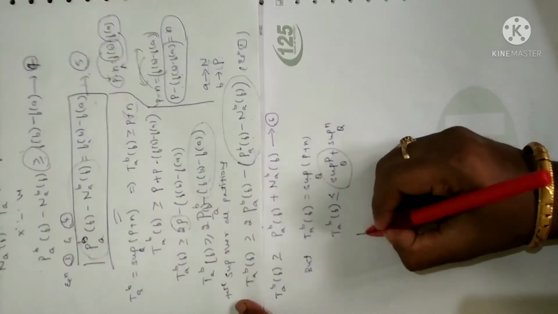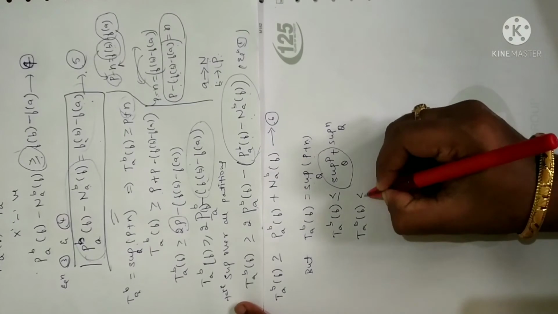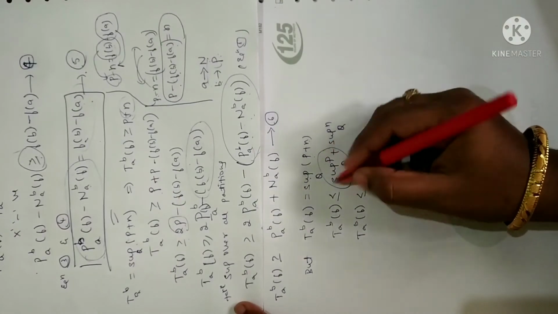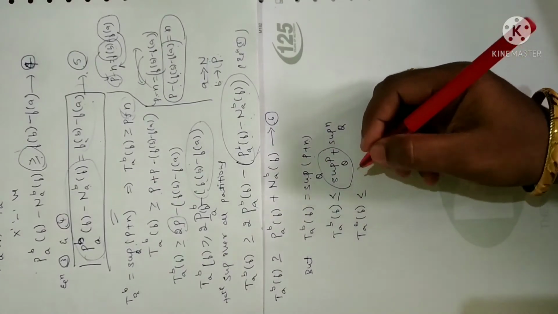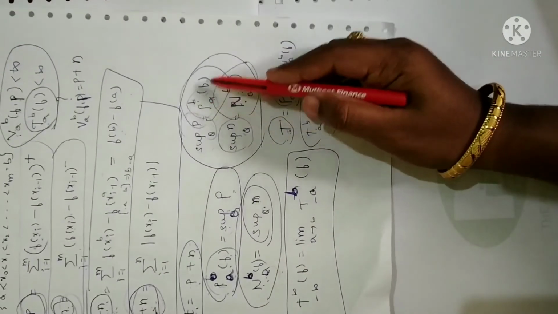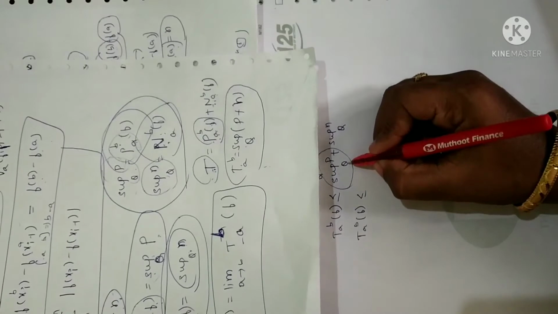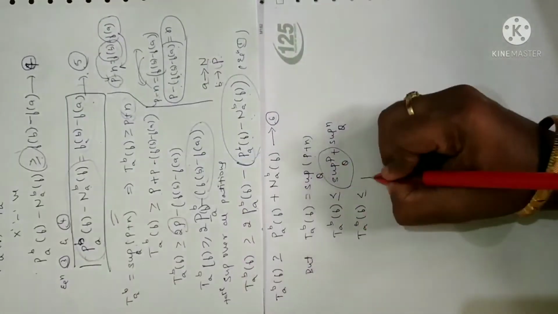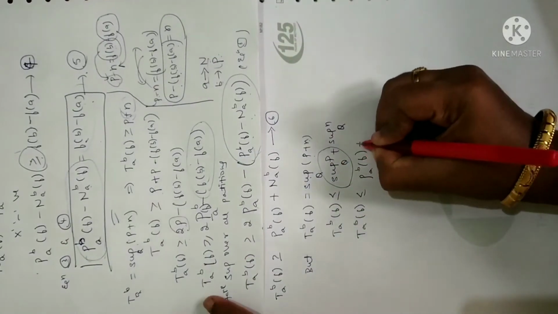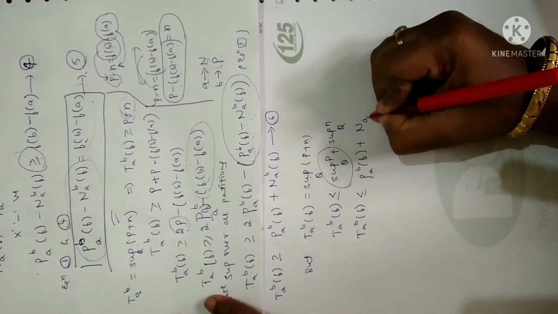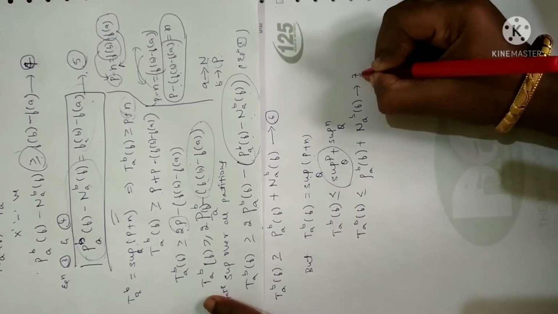Now as per the definition, I can write t from a to b of f is less than or equal to, what I can write this as capital P. Just now I have explained, p from a to b is none other than supremum of p over q. So I can write this as capital P from a to b of f plus, similarly, capital N from a to b of f. Let me take this as equation 7.